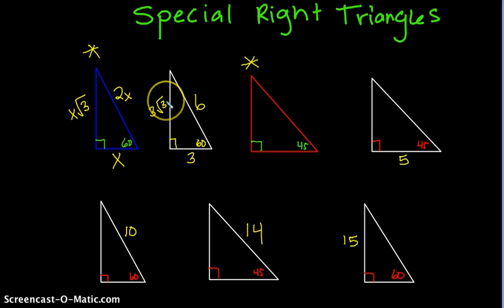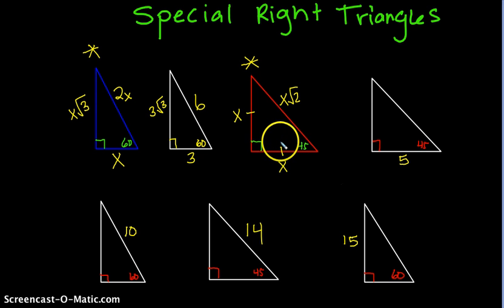Let's look at the 45-45-90 example. A 45-45-90 right triangle is very special because it's also isosceles, meaning if I know one leg, I also know the other leg. So let's call them both x. We'll then call the hypotenuse x times the square root of 2.